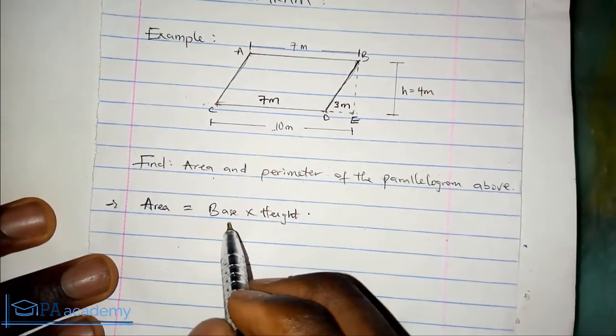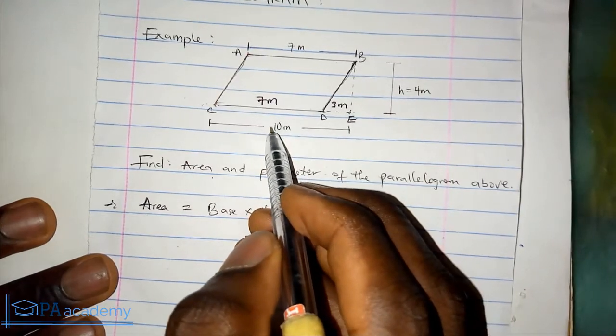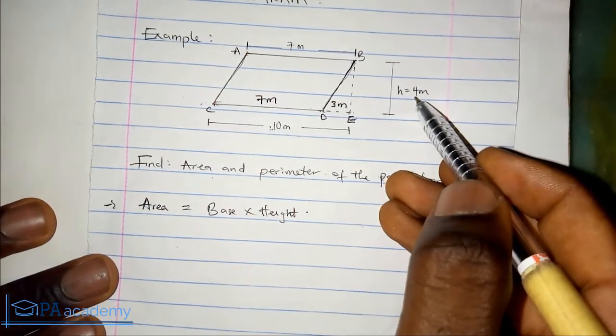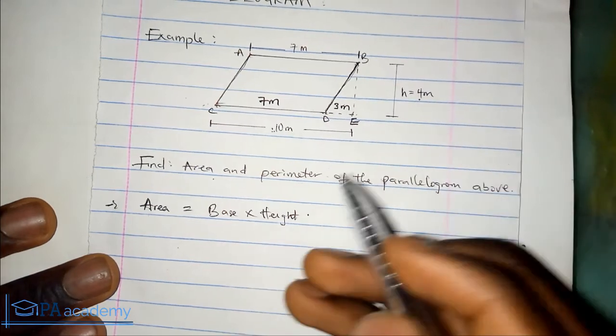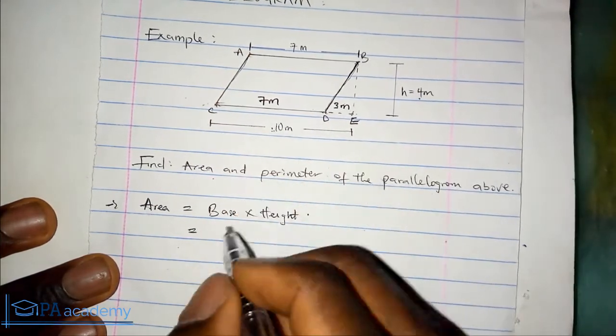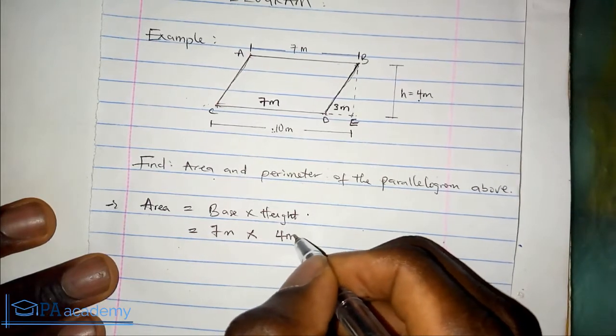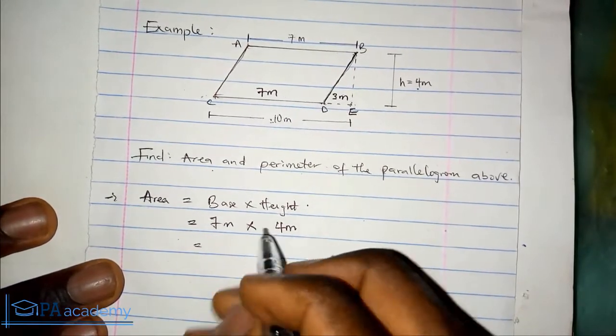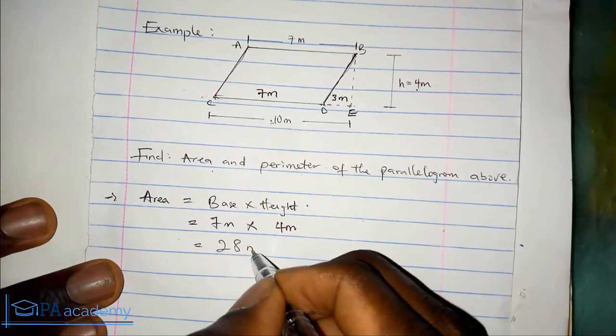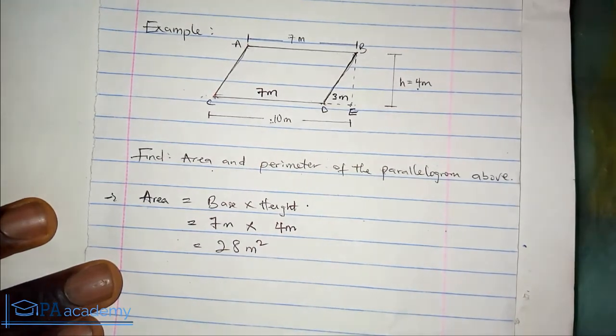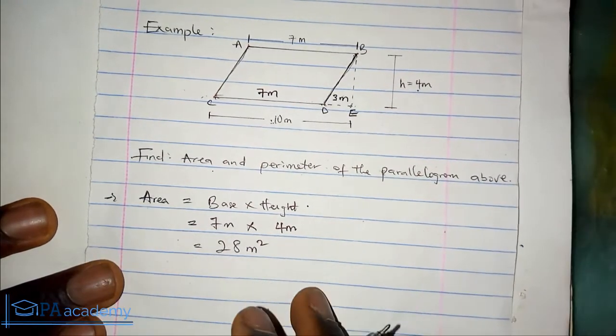And then let's come back to the area. The area is the base times the height. The question, we already have the height. We've been given the height. So that means the area will be what? The base is 7 meter times height of 4 meter. That will give us 28 meter square. So this is the area of the parallelogram.